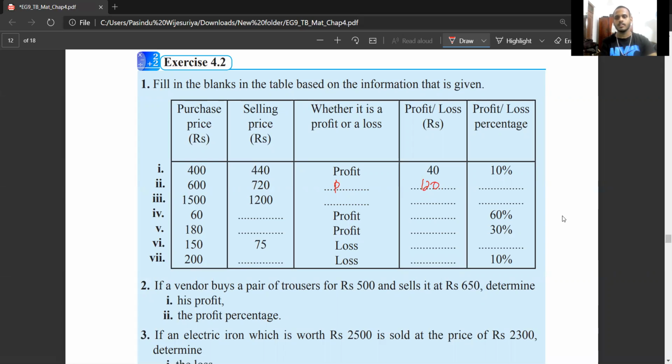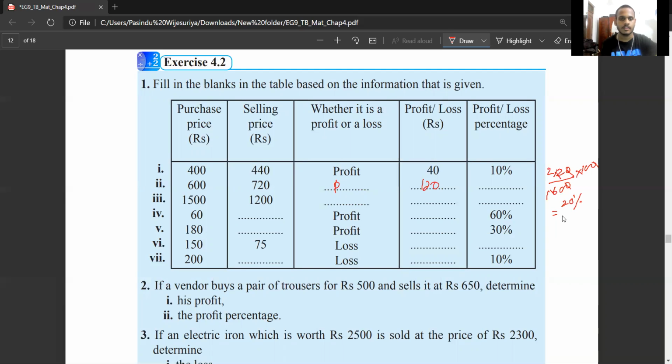So here, this was also found by the profit divided by the purchasing price. So here the profit is 120 where the purchasing price is 600. So this is into 100, sorry, then it is 20% profit.